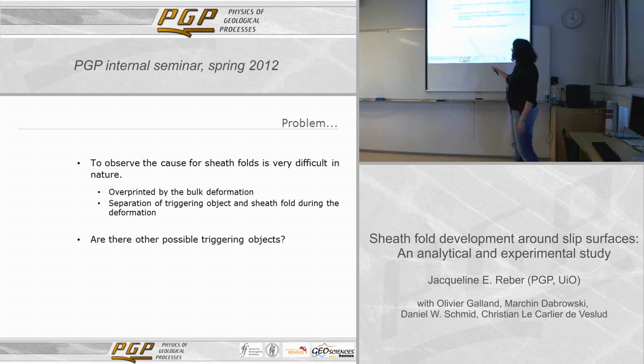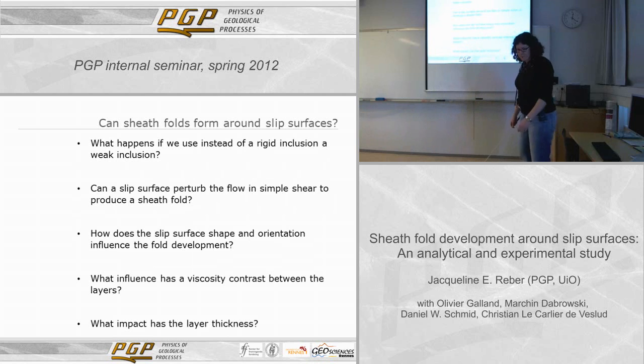And then an additional point is that this list I just presented you might not be complete. This whole thing led us to the idea if it is basically possible to produce a sheath fold with a weak inclusion. So what we wanted to do is we're having a slip surface, which is a weak inclusion.